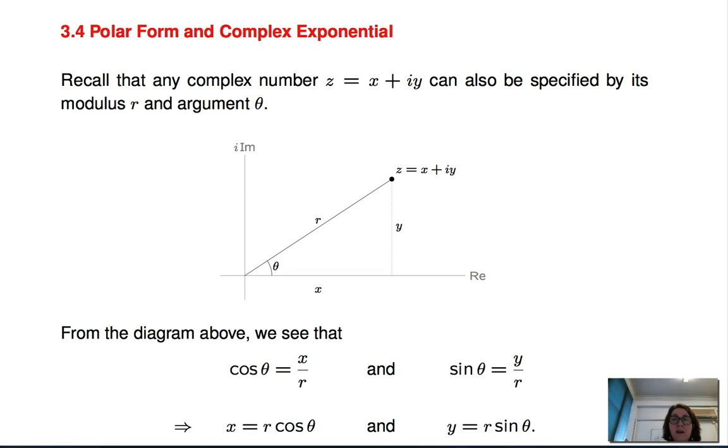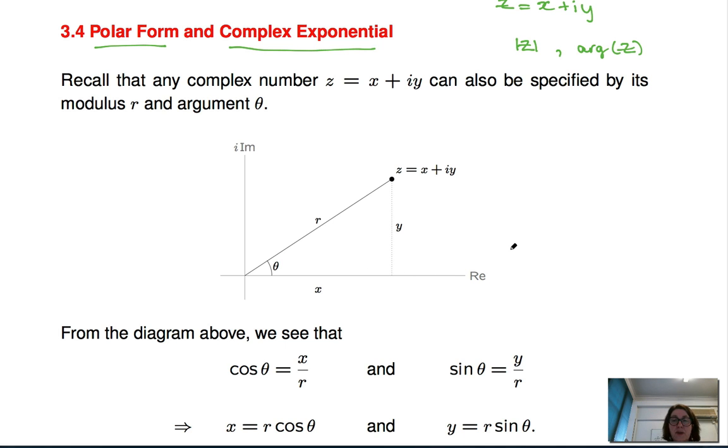Okay, so now we have two ways to represent a complex number. One is in Cartesian form, x plus iy, and one is by using the modulus of the complex number and the argument of the complex number. And somehow we want to combine these to be able to represent the complex number in something that we're going to call polar form and then in complex exponential form.